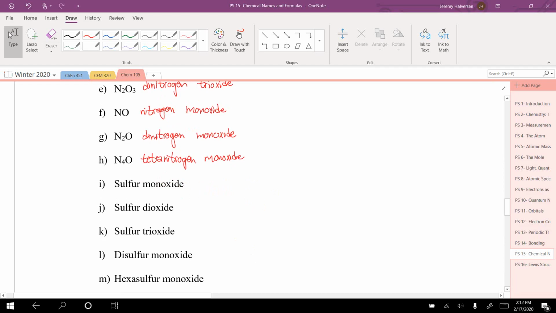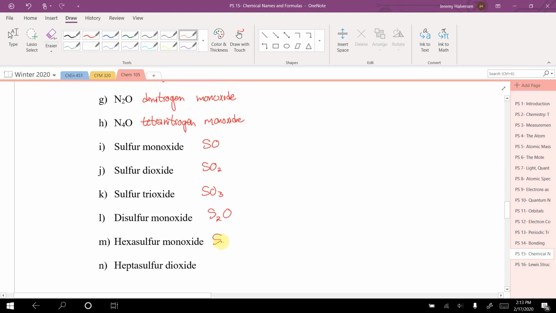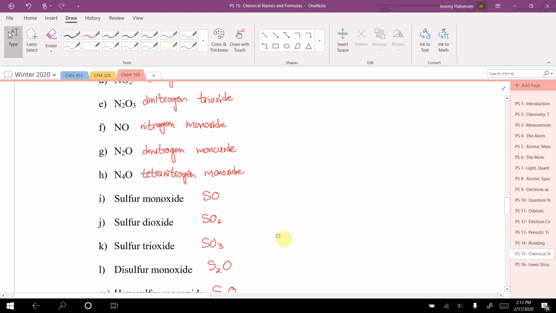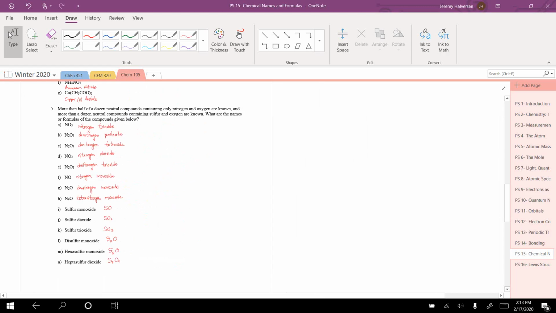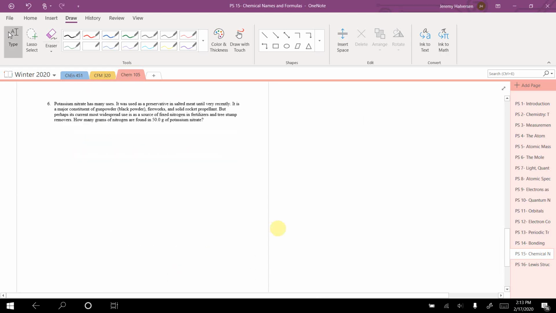Let's go the other direction. So sulfur monoxide, sulfur dioxide, sulfur trioxide, disulfur monoxide, and hexasulfur monoxide, heptasulfur dioxide. So hopefully covalent comes a little bit easier maybe than ionic does.